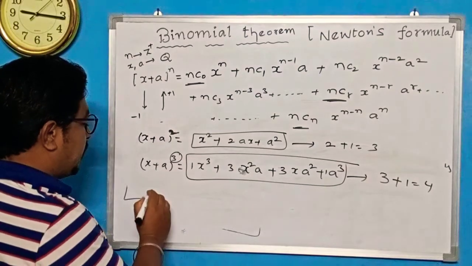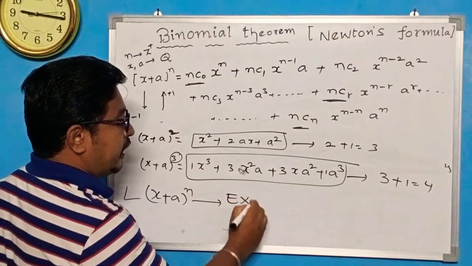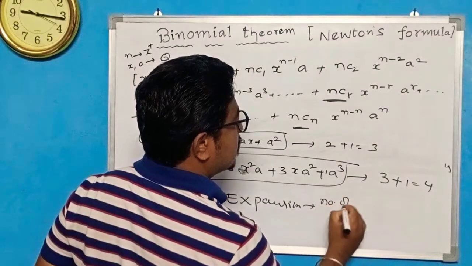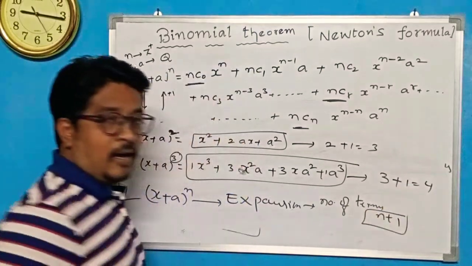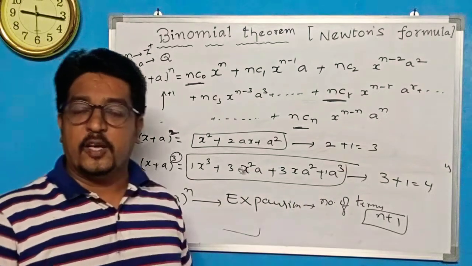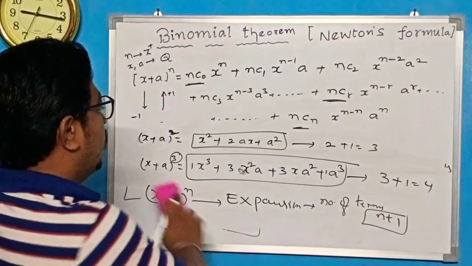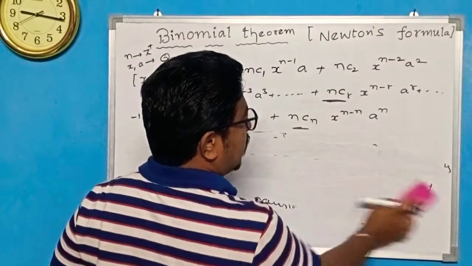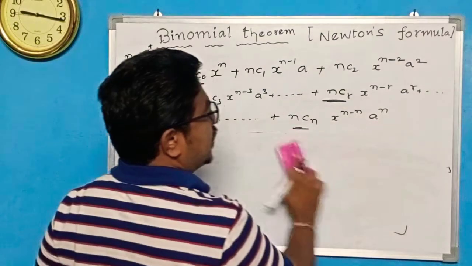So in this concept, (x plus a) whole power n, in this expansion, how many terms do we have? The number of terms is n plus 1 terms. So (x plus a) whole to the power of n, in this expansion the number of terms is n plus 1. Okay, so this is the concept for this binomial: the number of terms in the expansion of (x plus a) to the power n is n plus 1.